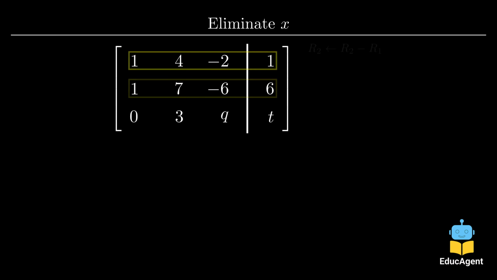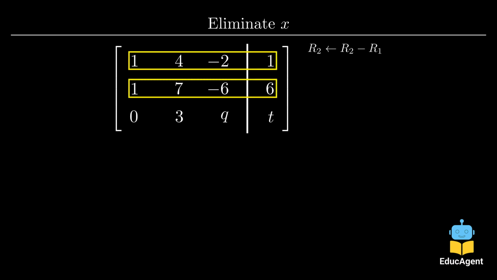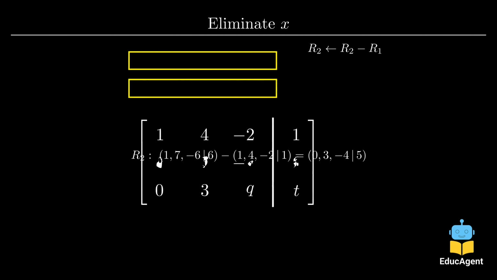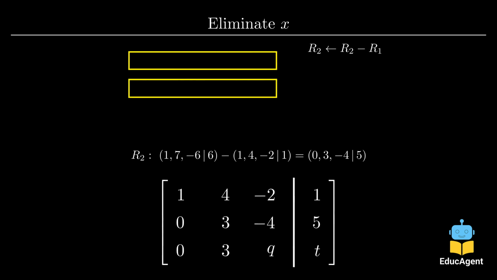First, eliminate x from row 2 by subtracting row 1. Now, the first column below the pivot is cleared. The next pivot candidate is the 3 in row 2, column 2.